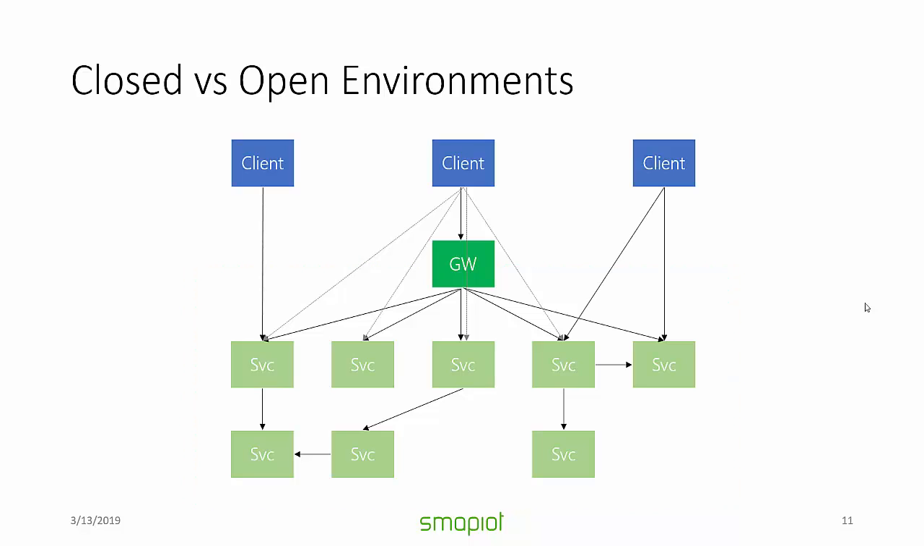Now, if we break that up for some reason, for instance, we have multiple clients. They may be front-end based, but they may also be other services, and we want to communicate at least with, let's say, a subset of the services. Then we need to break up this assumption and have an open environment in the end.